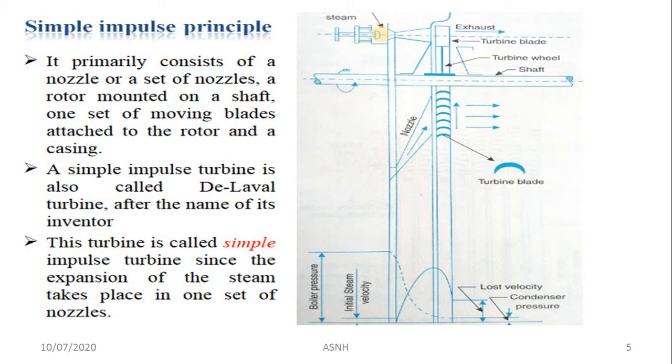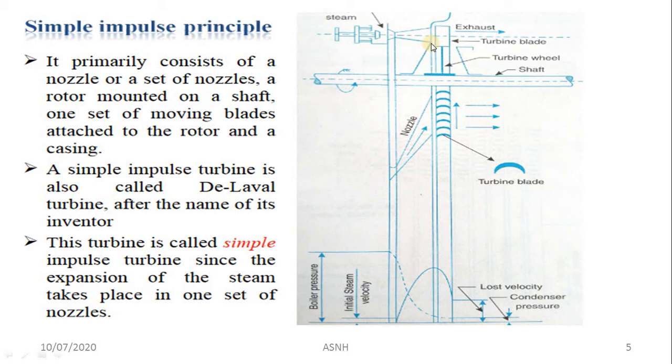So here you will get an idea about the working. The steam coming from the boiler at high pressure enters the nozzle. That nozzle may be convergent, divergent, or a combination of both, convergent-divergent type. When high pressure steam comes in contact with the nozzle, the pressure energy of the steam gets converted into kinetic energy, that is, the velocity goes on increasing.